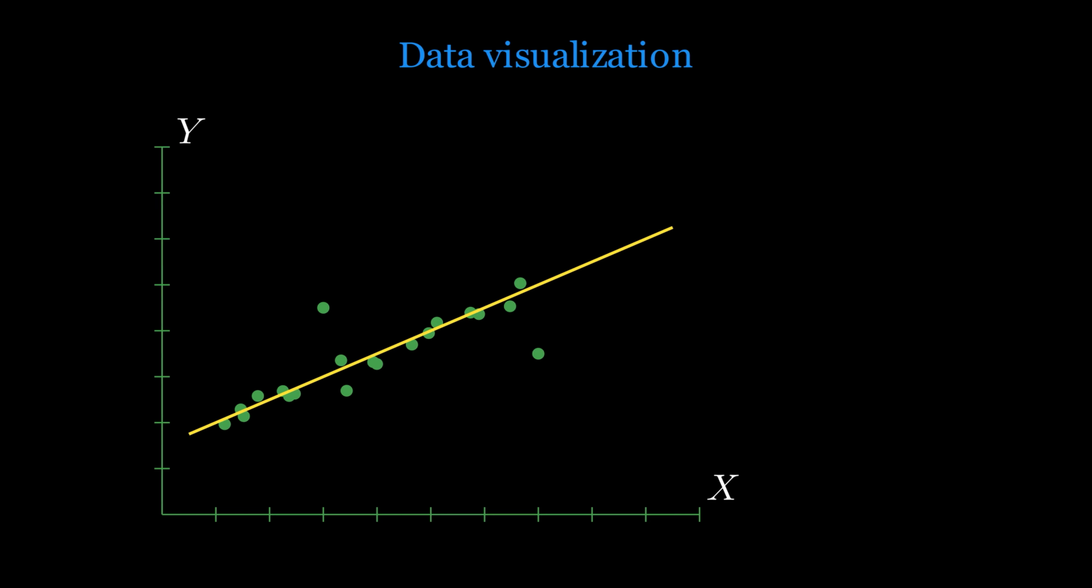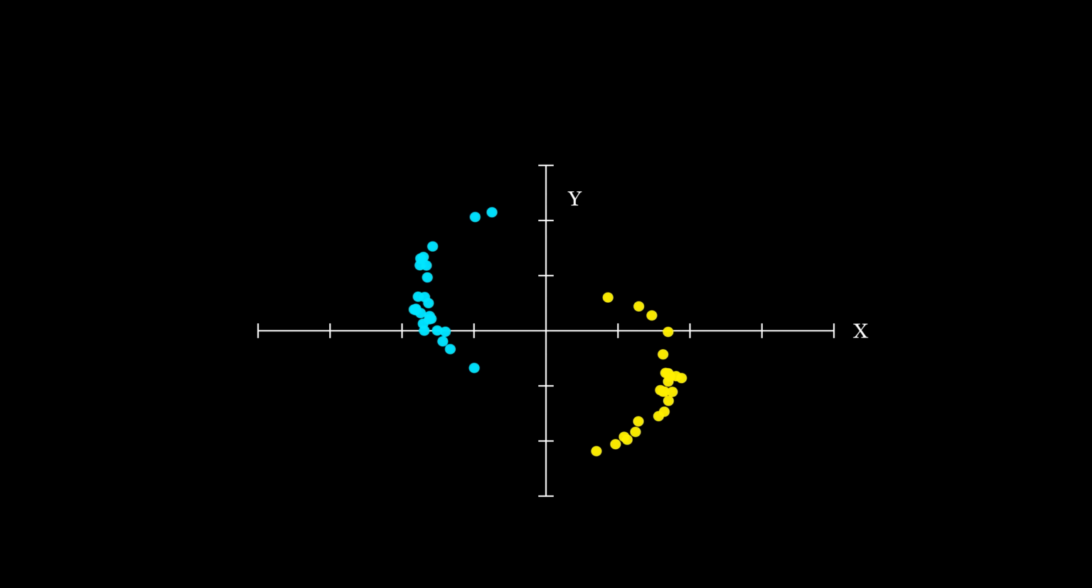Here, the role of the machine learning model is to learn or identify the specific line equation that matches our data distribution. It is now time to examine some complex data patterns.